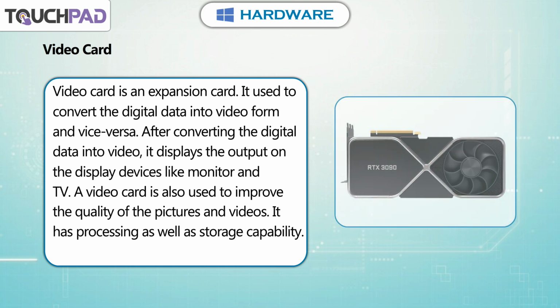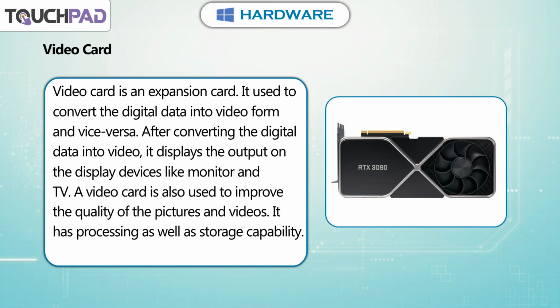Video card. Video card is an expansion card. It is used to convert the digital data into video form and vice versa. After converting the digital data into video, it displays the output on the display devices like monitor and TV. A video card is also used to improve the quality of the pictures and videos. It has processing as well as storage capability.